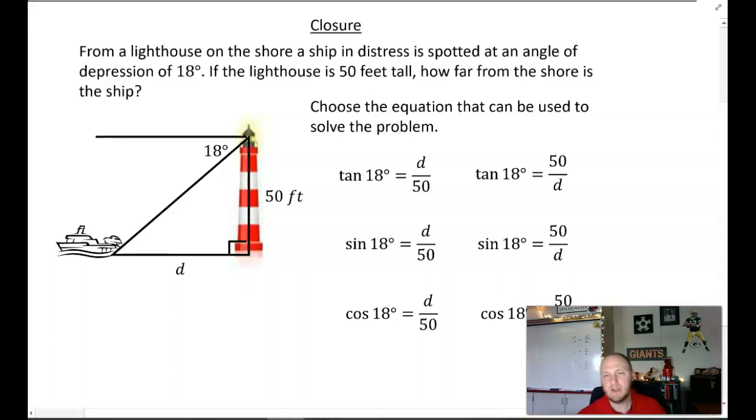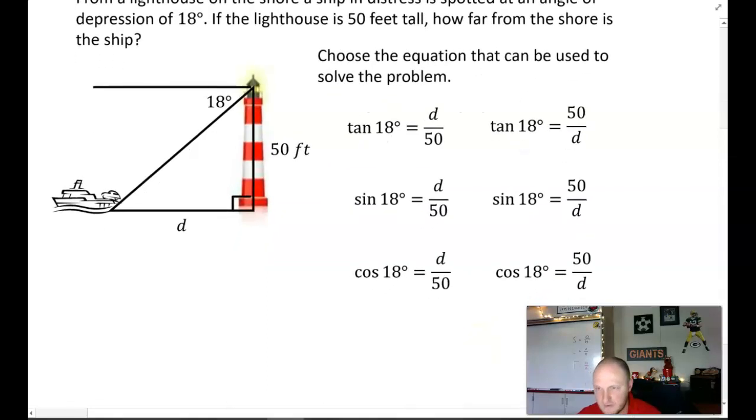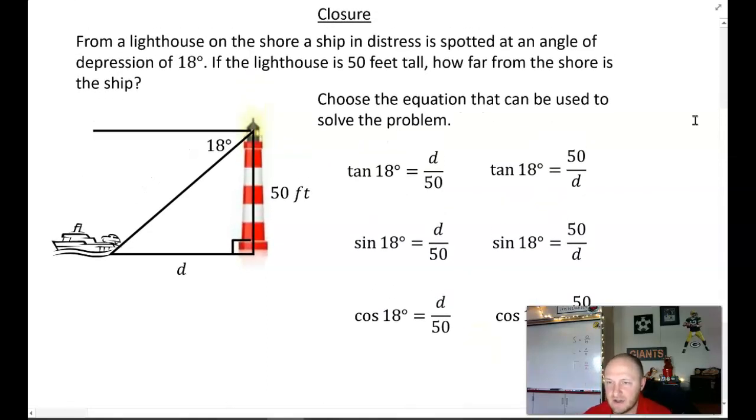Okay, last question. Here they say from a lighthouse on the shore, a ship in distress is spotted at an angle of depression of 18 degrees. If the lighthouse is 50 feet tall, how far from the shore is the ship? Which of these equations can help us solve? Go ahead and pause the video and give it a go.